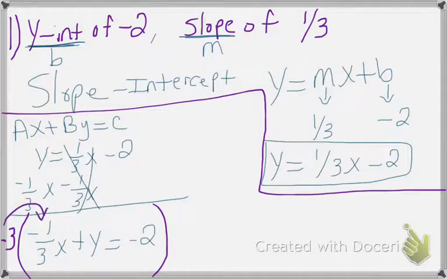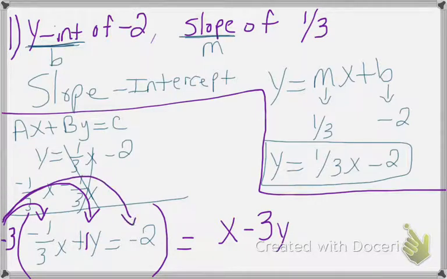-3 times a -1/3 gives me a positive 1x, or just x. -3 times a positive 1y gives me a -3y. And a -3 times a -2 gives me a positive 6. Here's the standard form.